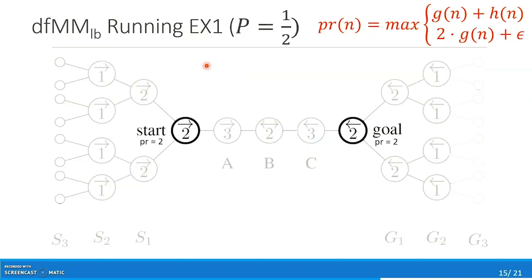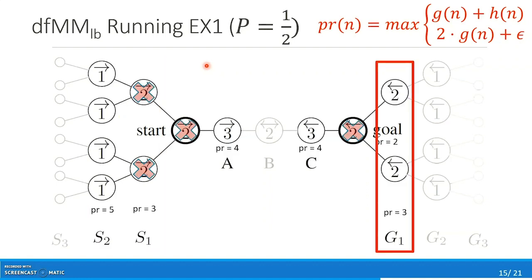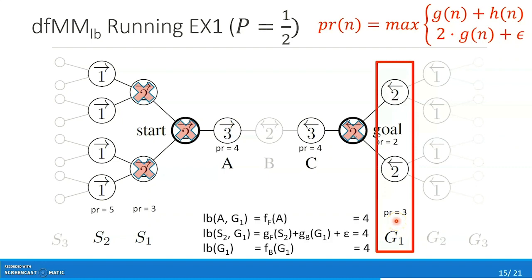Now let's go back to the first example, when FMM is using the LB propagation. I go back to the same place where FMM had to expand the G1 nodes before being able to expand A and C. The priority of G1 was equal to 3. But now, let's consider the LB values. The LB value of the pair A and G1 is induced by the F value of A, which is equal to 4. The LB value of S2 and G1 is induced by the sum of G values plus epsilon, which is also equal to 4.